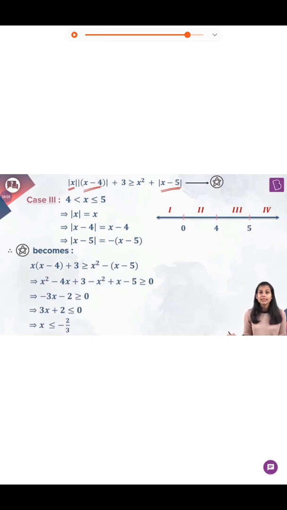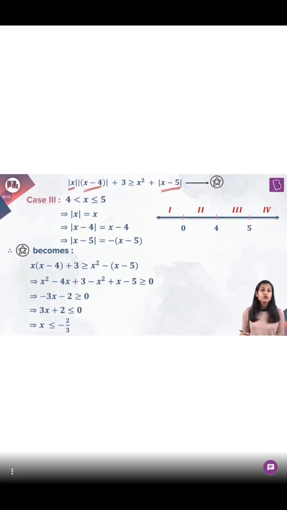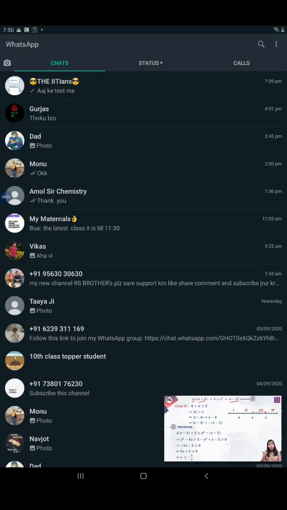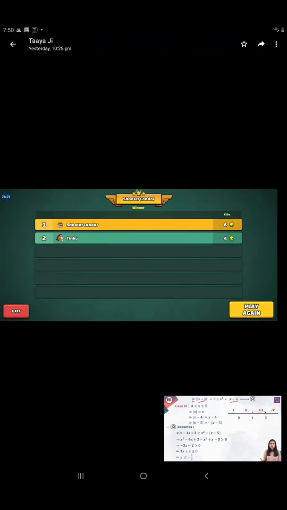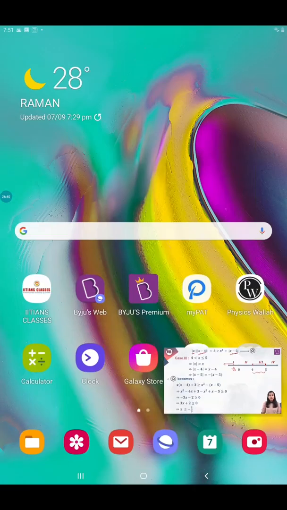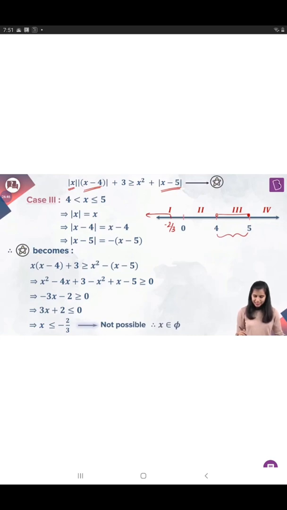You get x less than or equal to minus 2 by 3. Wait a second. You are in the third region. That means out of all the real values of x, greater than 4, less than or equal to 5, what are the ones which are able to satisfy my star inequality is the question. I am getting x less than or equal to minus 2 by 3. Well, minus 2 by 3 lies here. No real number less than or equal to minus 2 by 3 is actually lying in the third region. That means no real number in the third region is able to satisfy my star inequality. So I get phi as the solution set corresponding to the third region.